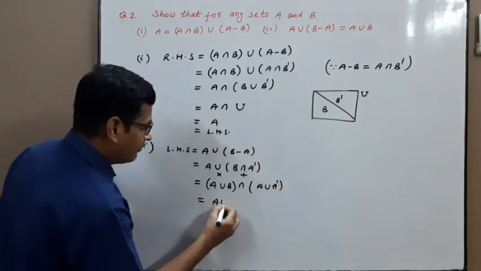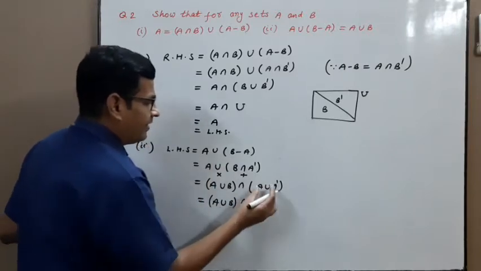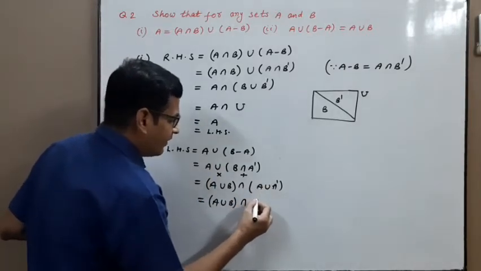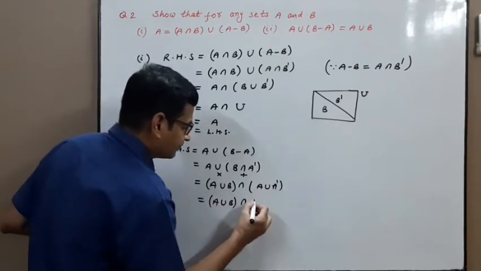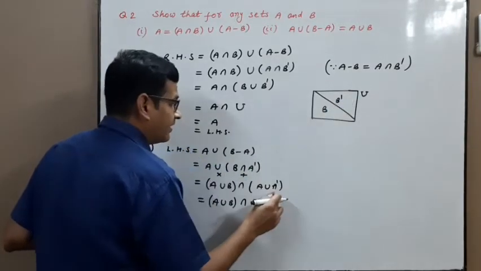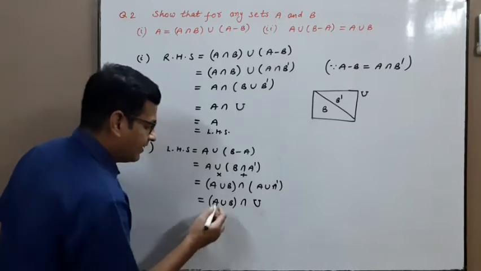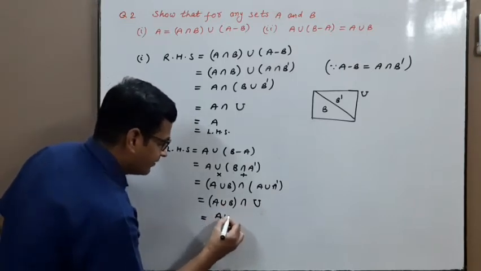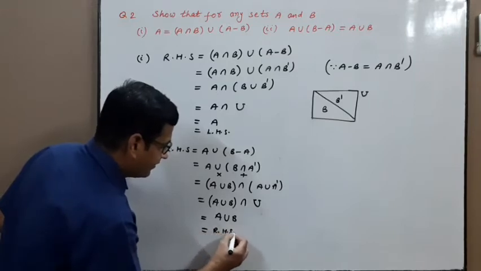A union B is equal to A union B intersection A union A complement, which is equal to the universal set. Same property, B union B dash equal to U, A union A dash equal to universal set. An intersection of A union B with universal set is A union B, the smaller set, which is equal to right hand side. Hence proved.